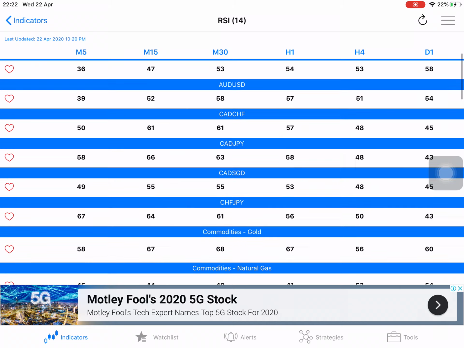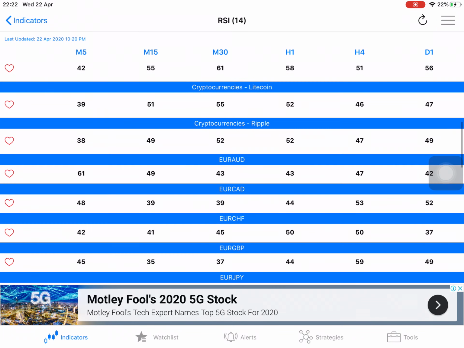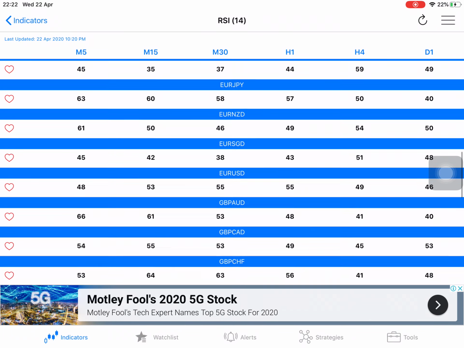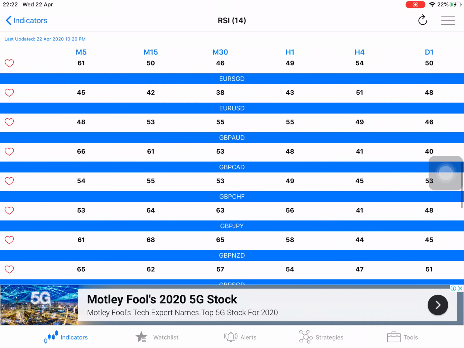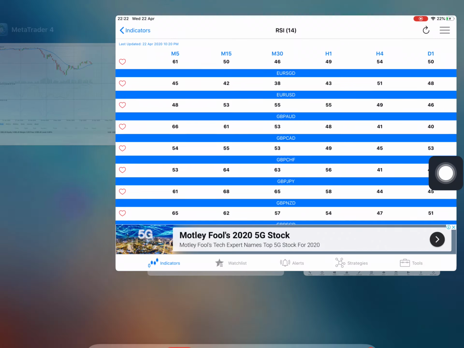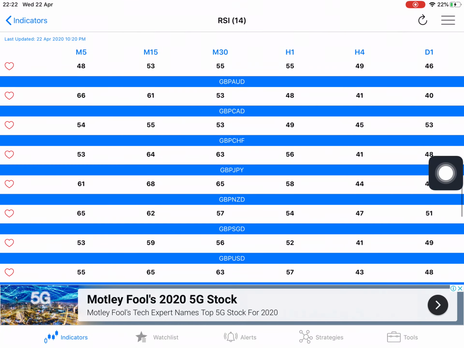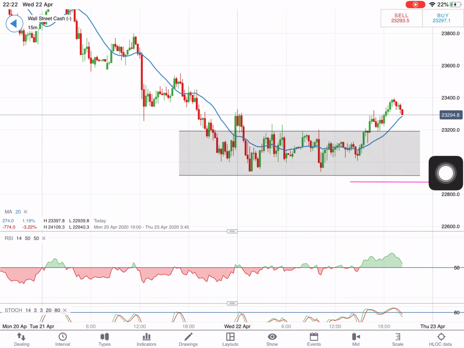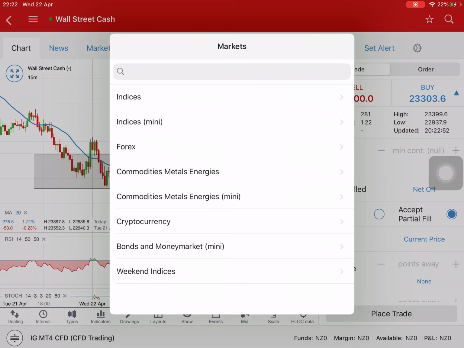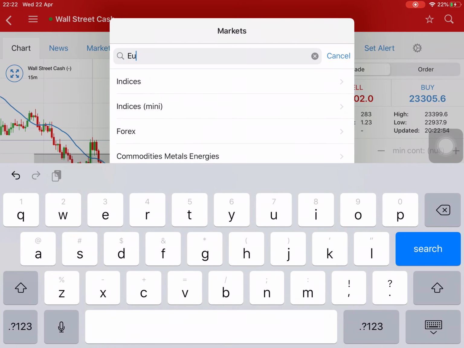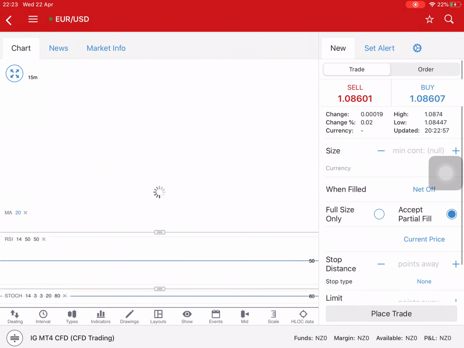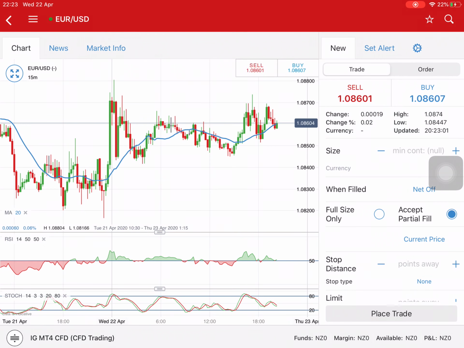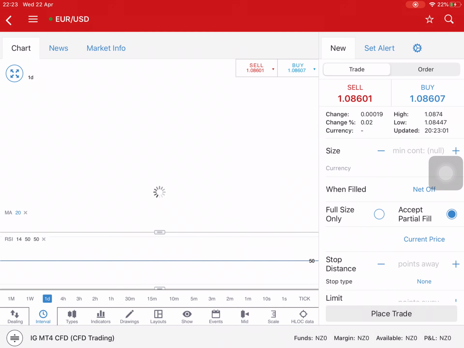Okay, so let's look at Euro USD. That's at 46. So all we had to do was look at our RSI level, which was 46. Now that's becoming interesting. We go to Euro USD. We go to the daily chart.